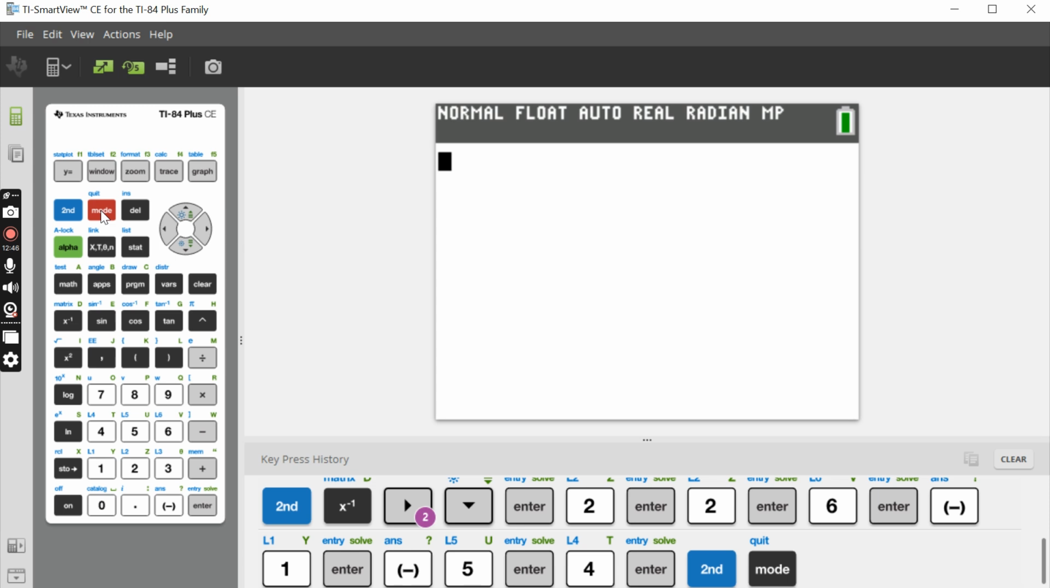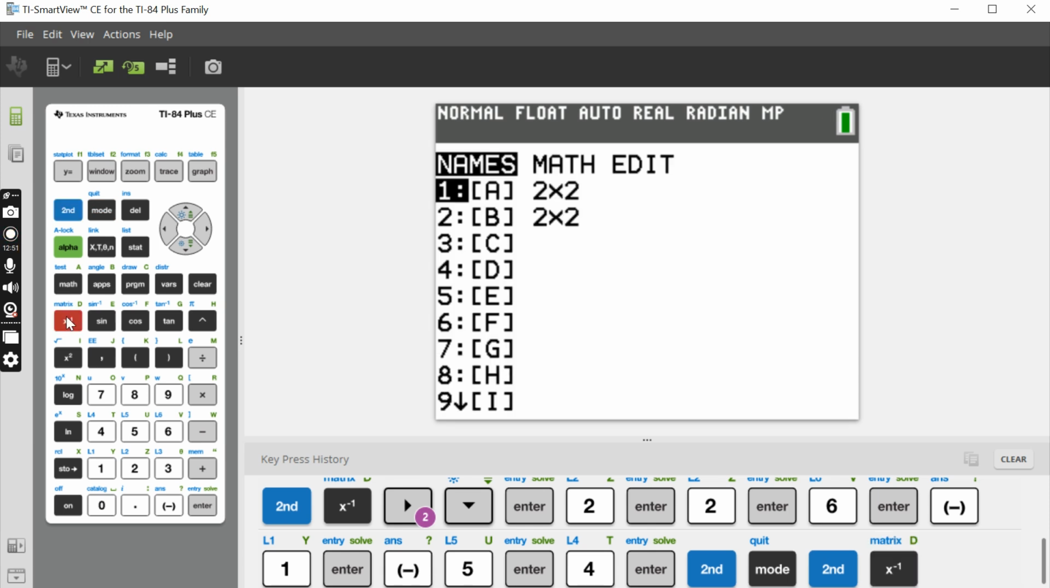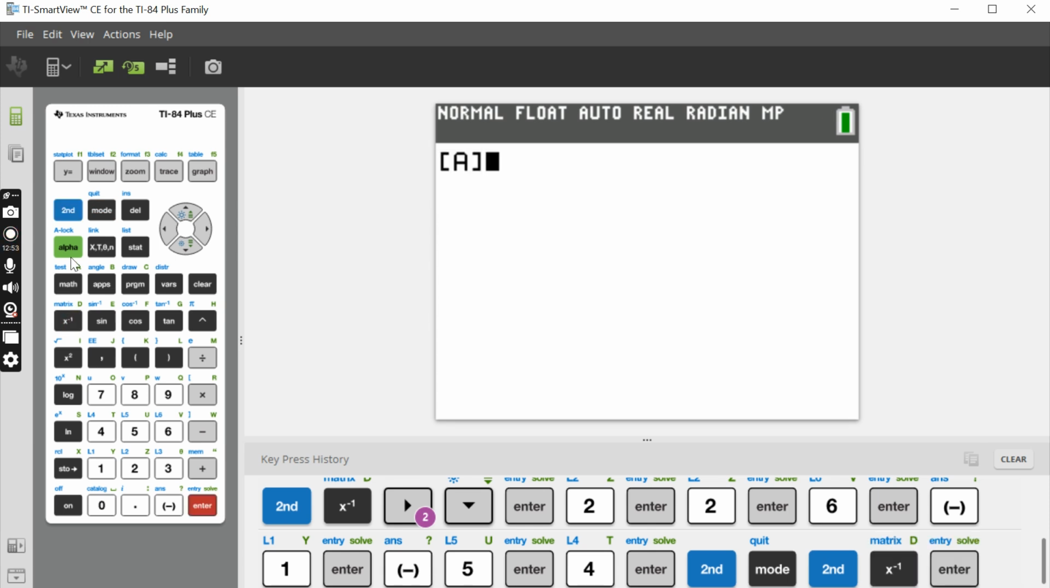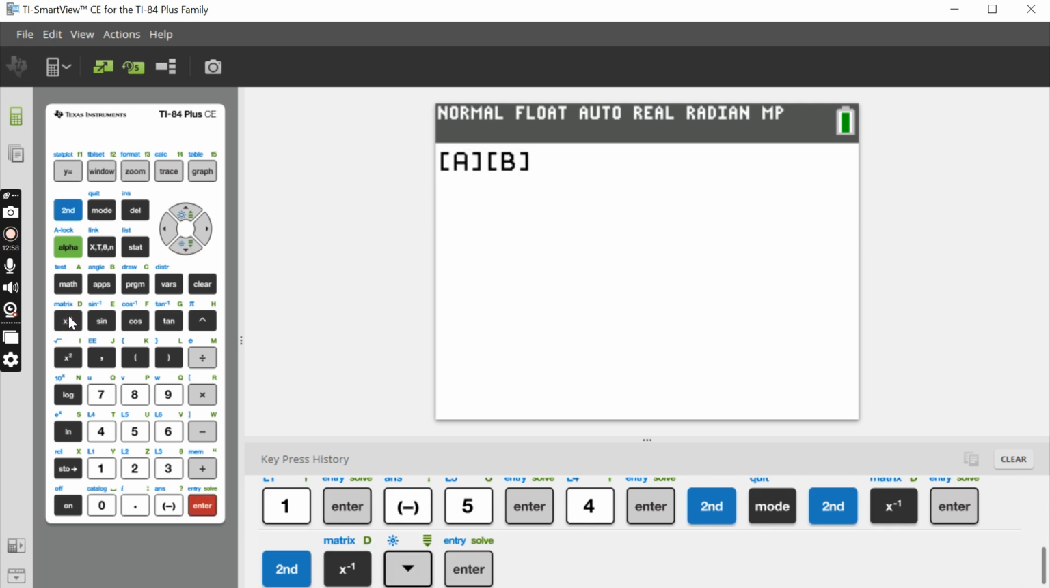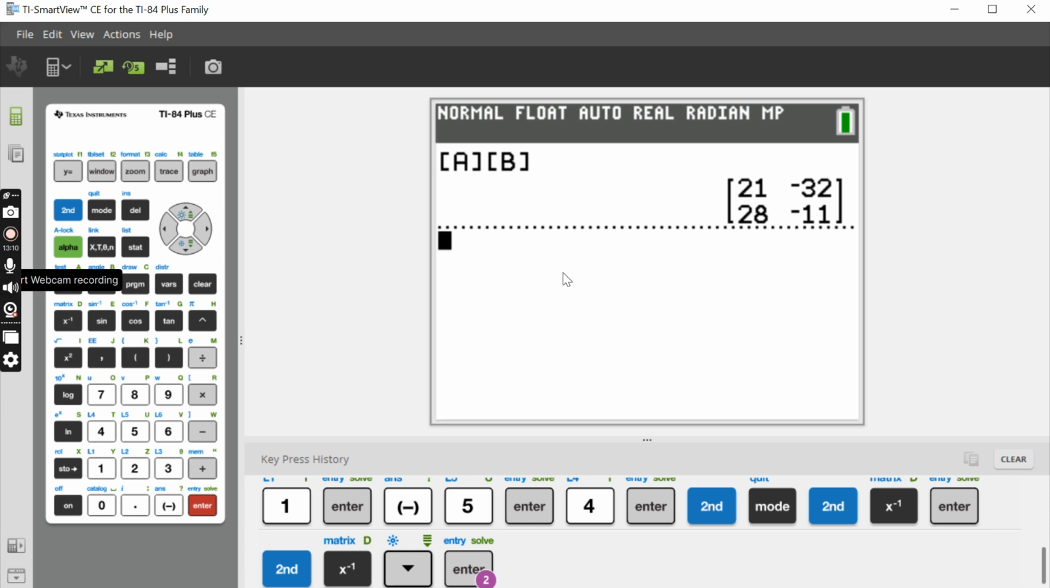Okay, so I put both of my matrices in there. Now I want to multiply them. So I'm going to hit second matrix, hit enter for A, second matrix, arrow down, and hit enter for B. So this says A times B, and I'm going to hit enter. And notice that gives me the 21, negative 32, 28, negative 11 that we got just a minute ago. Okay, if it gives you an error, more than likely the dimensions didn't match the way they were supposed to. Okay, so you can use your calculator if you'd like.